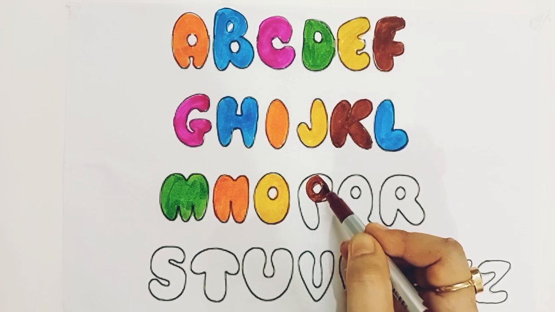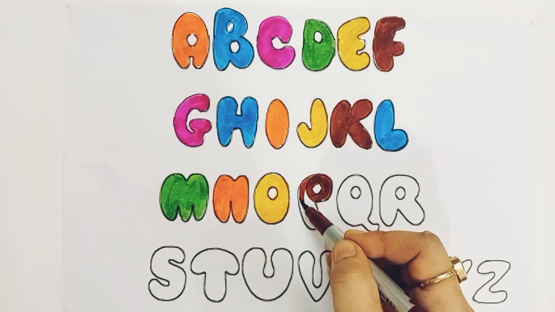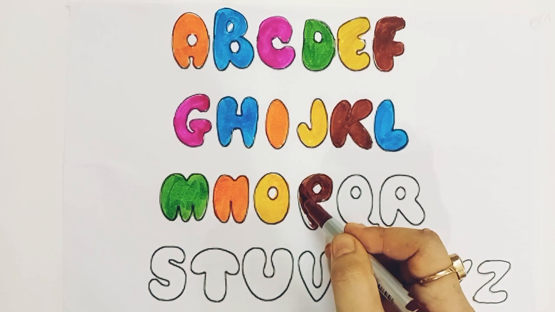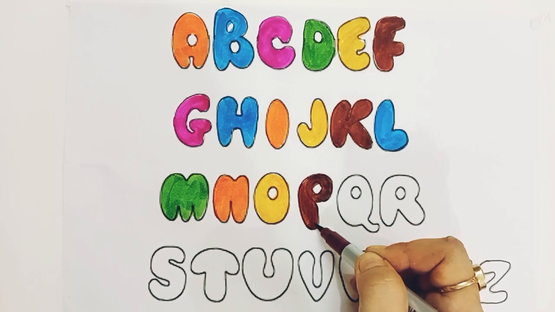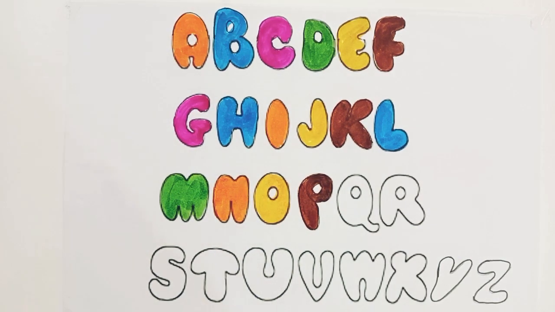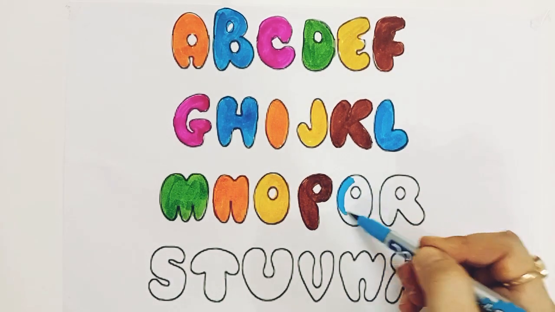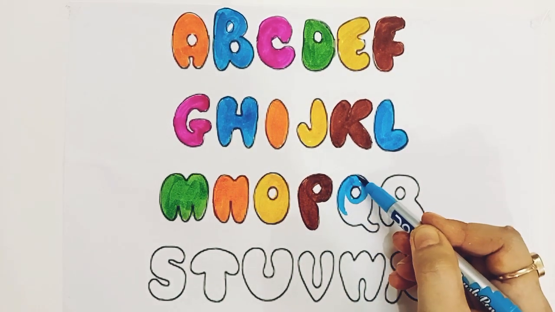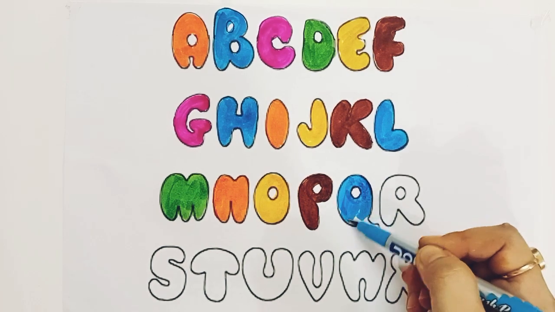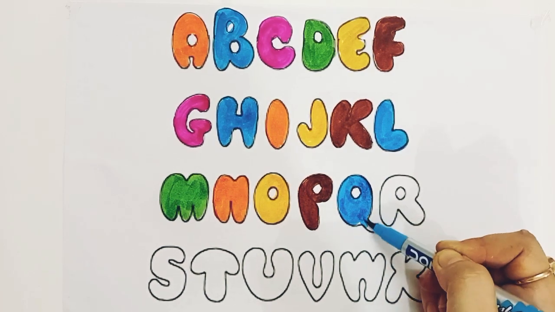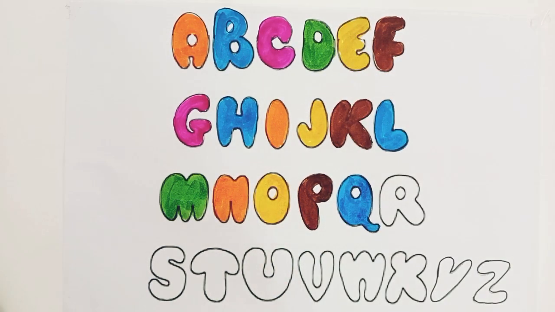P for parrot. Brown color. Sky blue color. Q. Q for queen. Sky blue color.